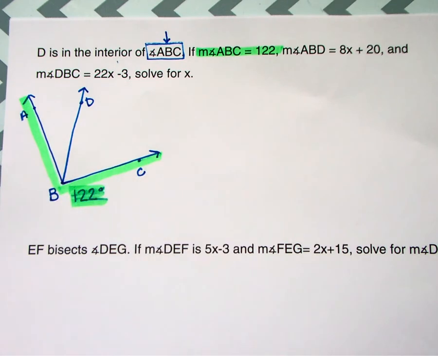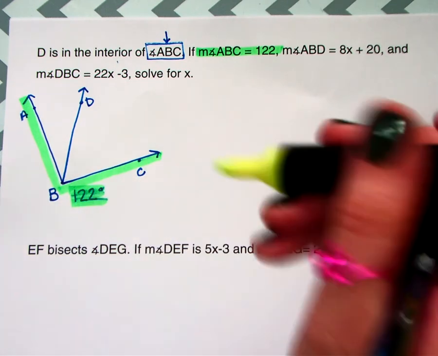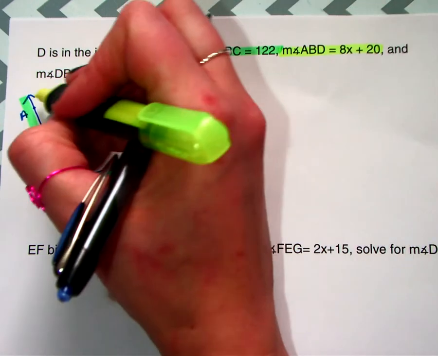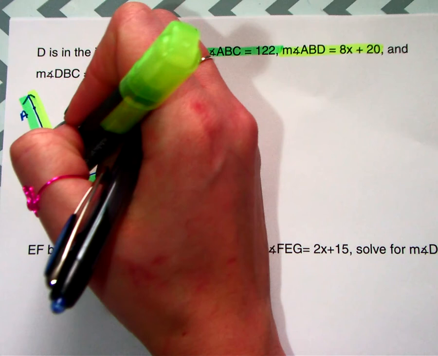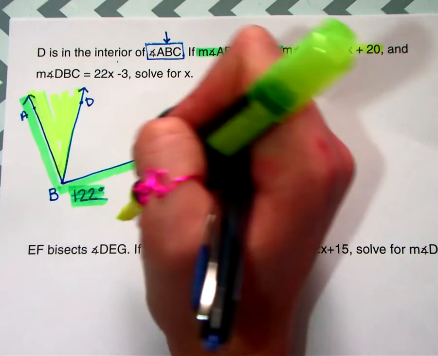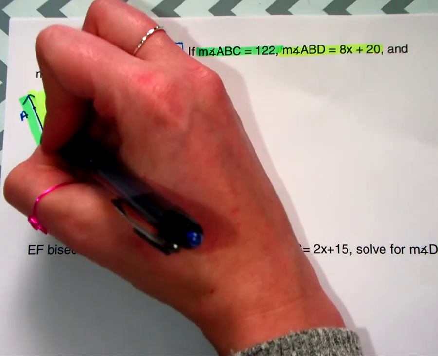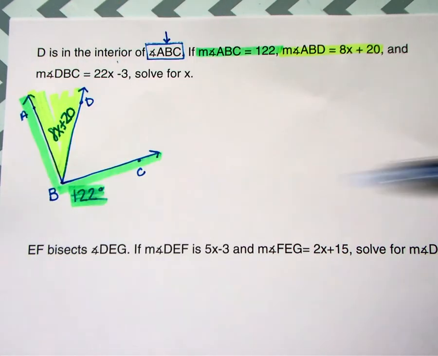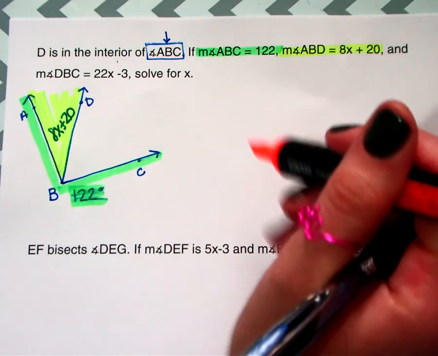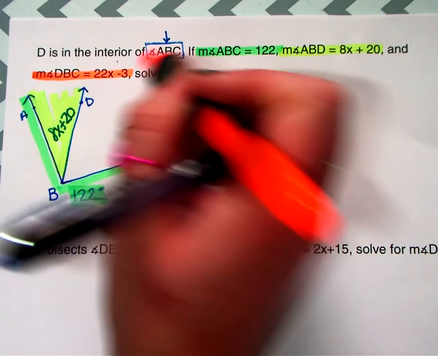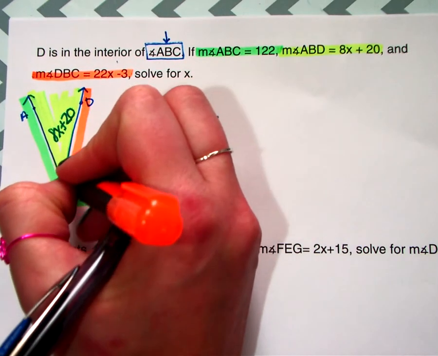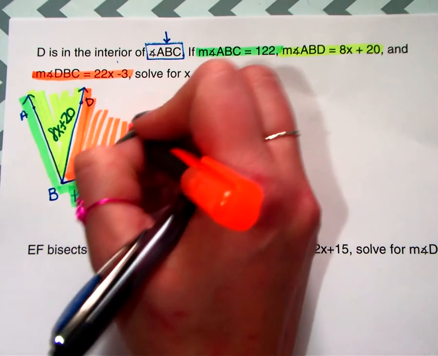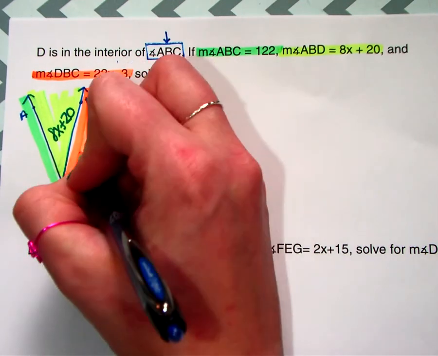So that's angle ABC. The next angle is angle ABD, and it's 8x plus 20. So A down to B up to D. This whole section is 8x plus 20. And lastly, we have this angle, angle DBC, and its measure is 22x minus 3. So DBC. And we're just going to fill in that information with 22x minus 3.